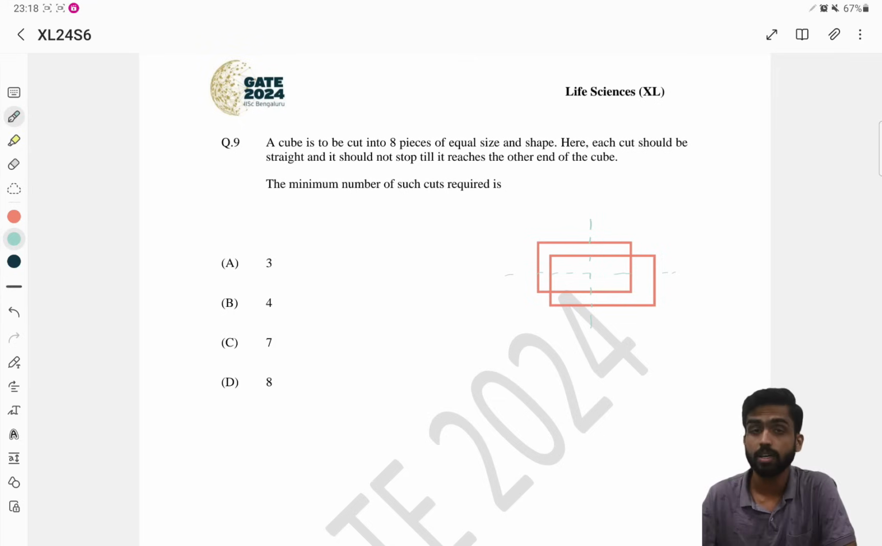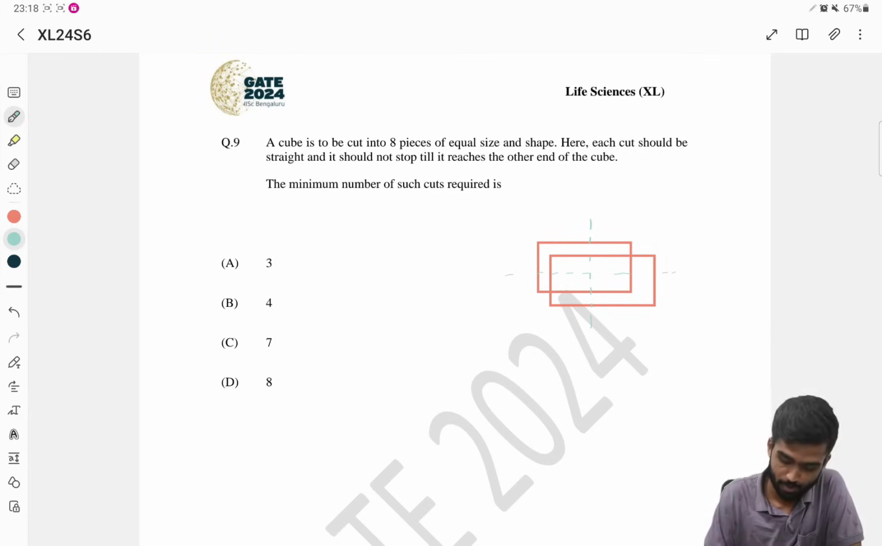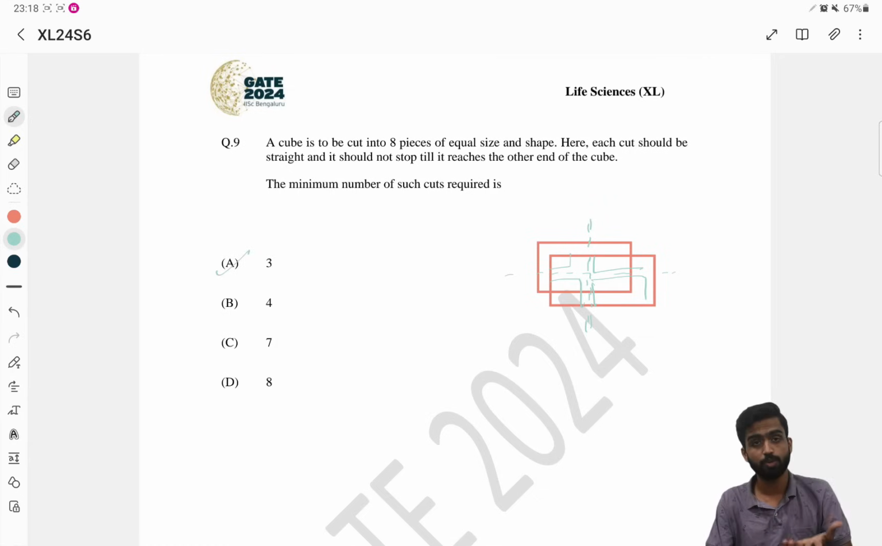If we make a cut from the x-axis and then from the y-axis, and we also think of a cut going inside the plane of the paper in the z-axis, then we can think of a scenario where exactly 8 different pieces will come out of this cube. So yes, the answer will be 3. This is more about your visualization skill, whether you can imagine it in your brain or not.